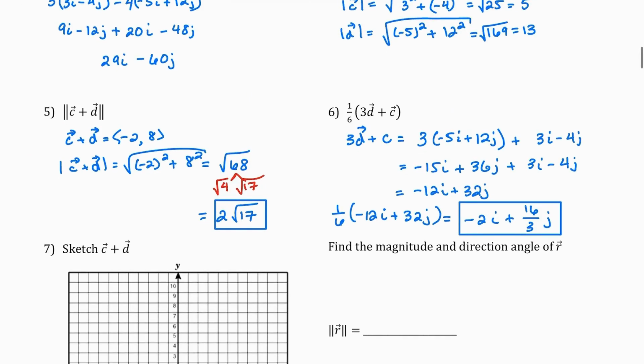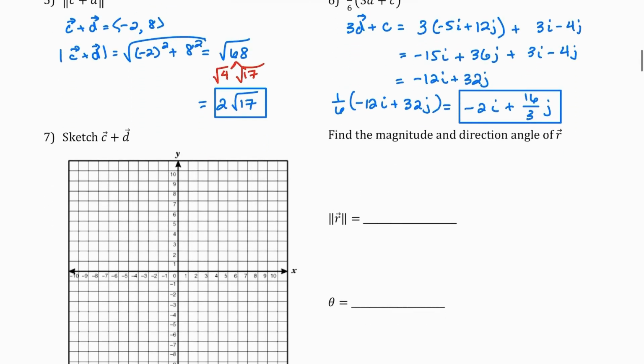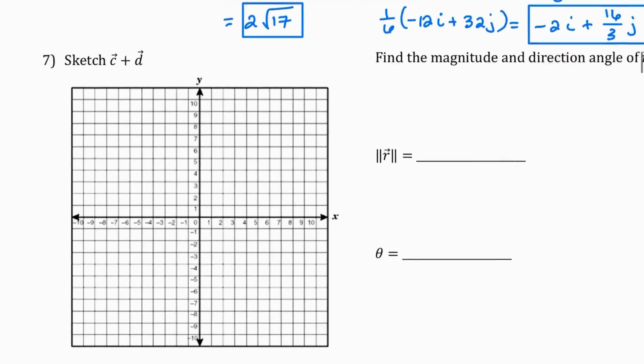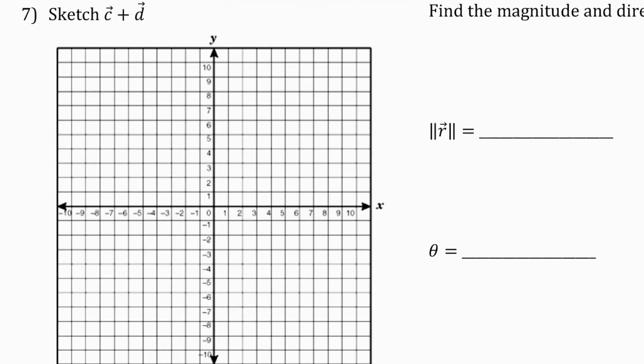So how are number 4 and number 5 different? Well, we're going to learn how to sketch that. I'm going to sketch vector c plus d, which we did earlier. C plus d was just negative 2, 8. So I'm going to go negative 2, 8, and then draw my vector. And that is what we call our resultant vector. That is vector c plus d.